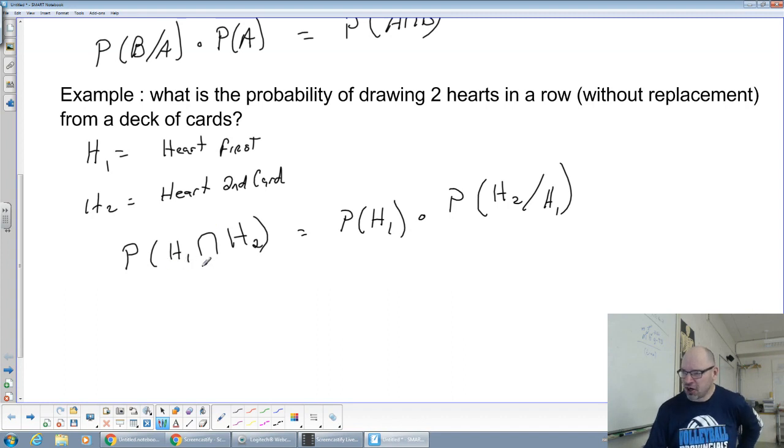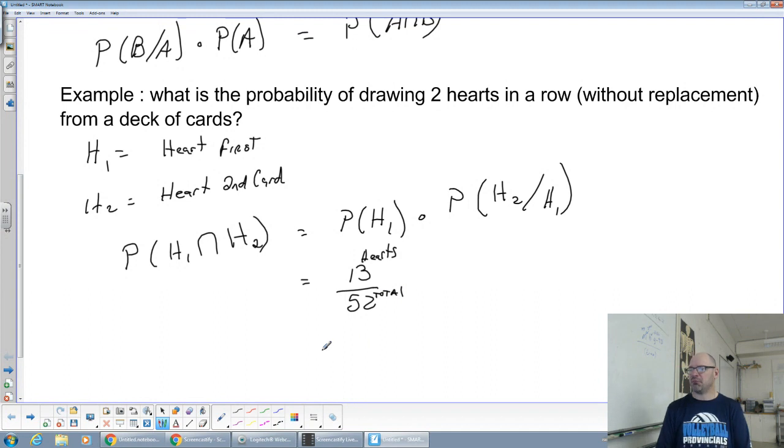Probability of getting a heart on the first card and a heart on the second card equals the probability of getting a heart on the first card times the probability of getting a heart on the second card, given that you've already got a heart on the first card. Okay, so now we just have to think probability. What is the probability of getting a heart on the first card? That's where we start. Okay, so we've got favorable hearts. There are 13 hearts in a deck of cards over 52. So this is hearts, and this is total. Okay, so that's our probability right there.